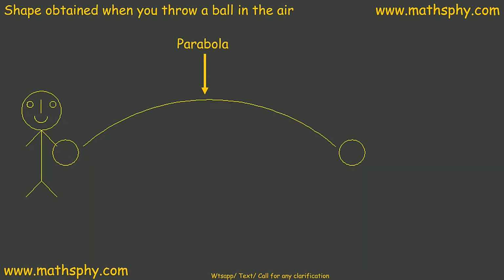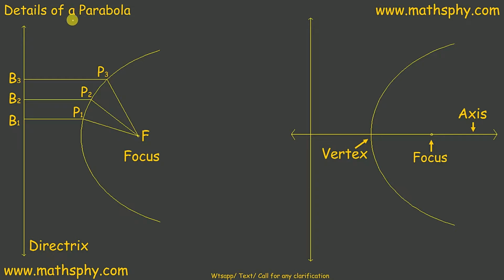It is the shape obtained when you throw a ball in the air. If somebody throws a ball in the air, the ball will travel like this path. So this path is called parabola. Some specific details we will discuss here. This is my parabola. This point here is called focus, and this vertical line here we call it directrix.